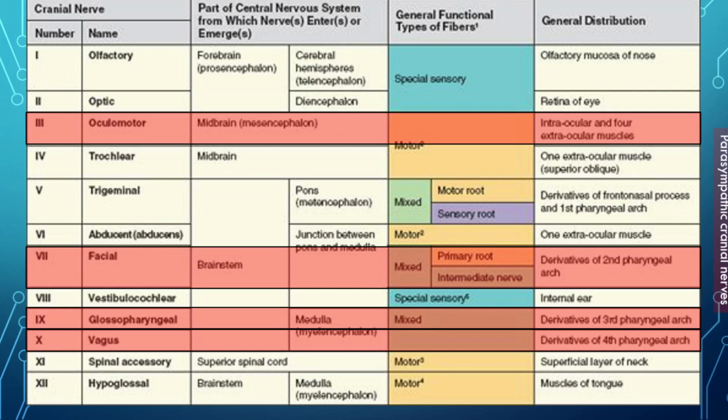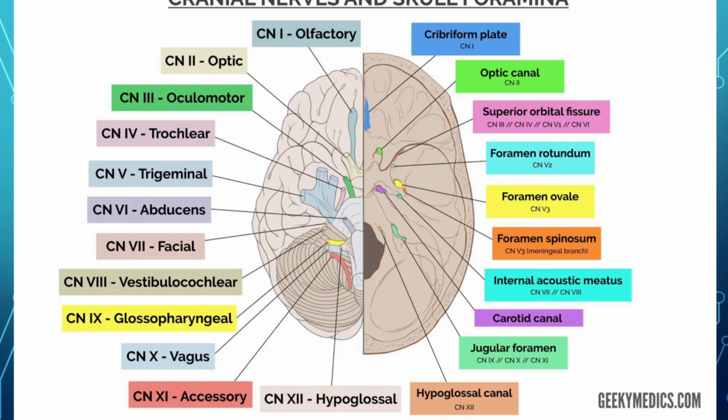And then here we have a representation of, on the left-hand side, the position of each of the cranial nerves on this cartoon image of the brain, and then on the right-hand side the foramina in the skull that the cranial nerves traverse.